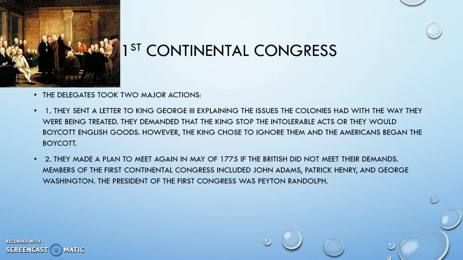However, King George III, he was like, whatever, do what you want to do. I am not stopping this. And then, of course, the colonists boycotted. They made a plan to meet again in 1775 if the British did not meet their demands, and they didn't. Members of the First Continental Congress included John Adams, Patrick Henry, George Washington. The president of the First Congress was Peyton Randolph.